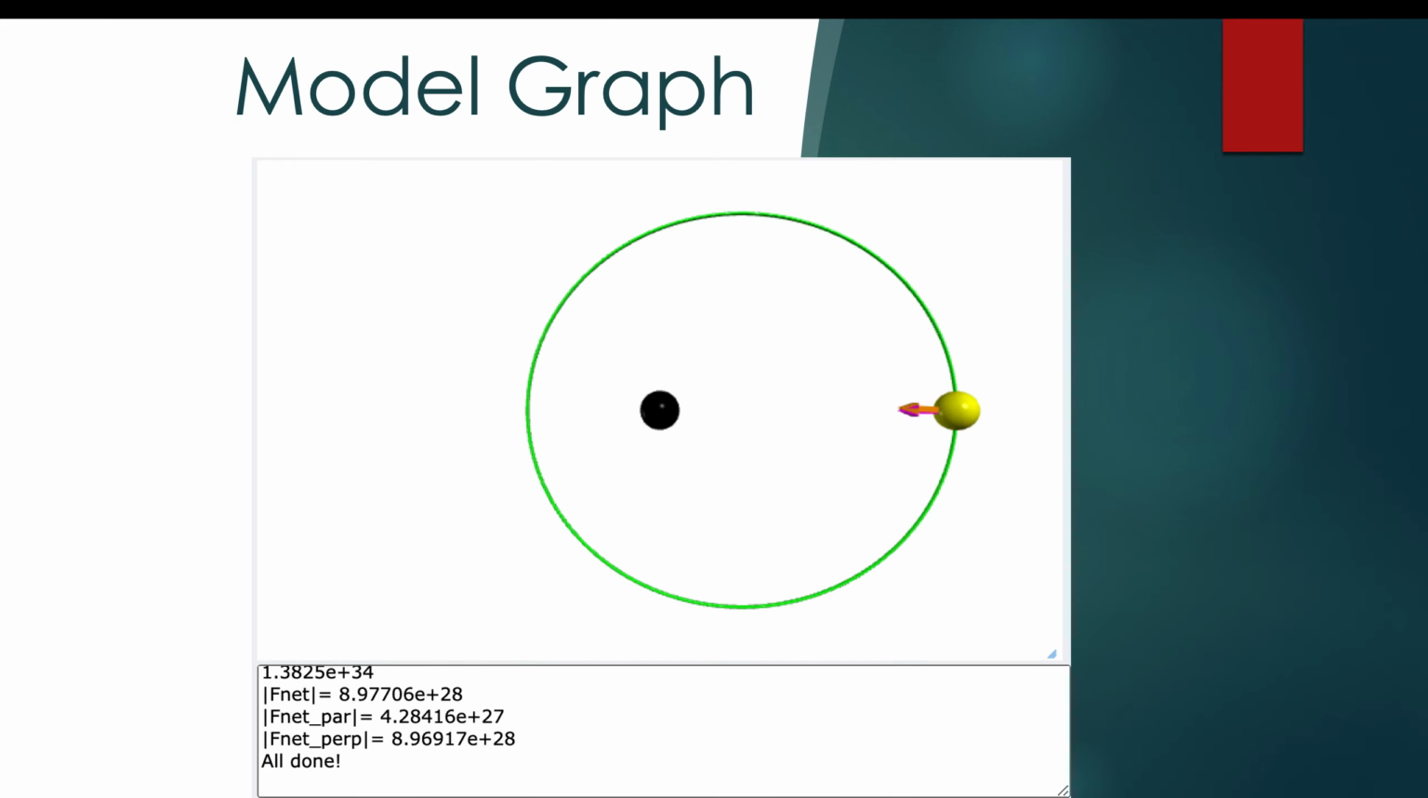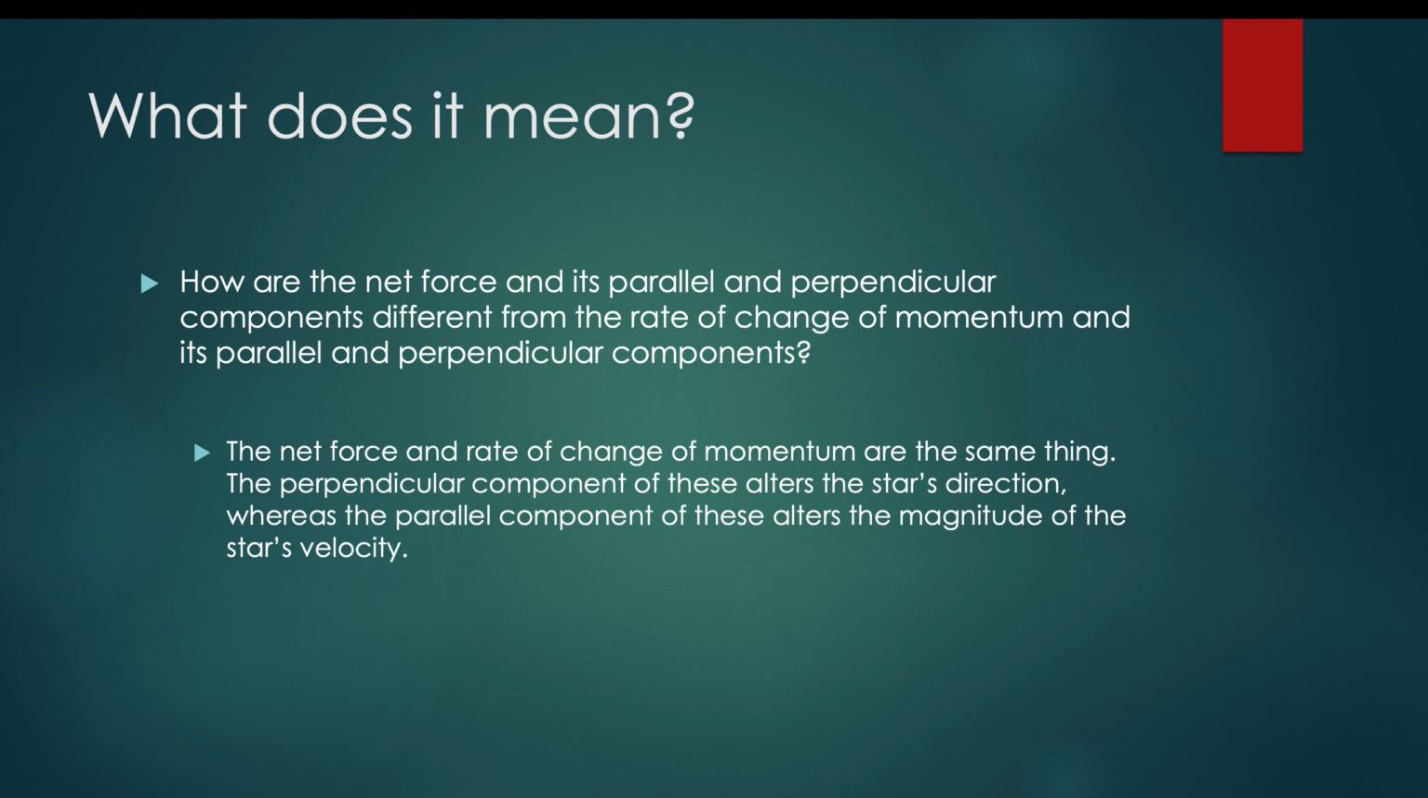So this is a model graph that was generated for me. This is the star's trajectory. The center is the black hole, and the yellow circle is the star. The net force is shown there, and the parallel and perpendicular components are shown as well. And the number above, 1.38 times 10 to the 34, is an average calculation of the mass of the black hole. So what does this all mean?